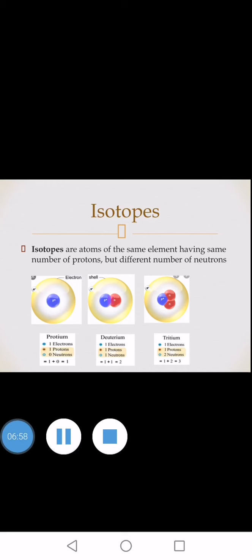Protons are the same, 1, 1 and 1. Electrons are the same, but the particle which changes is the number of neutrons. In the first you can see there is no neutron, in the second 1 neutron, and in the third 2 neutrons. So these are called isotopes, where we have the same number of protons but different numbers of neutrons.